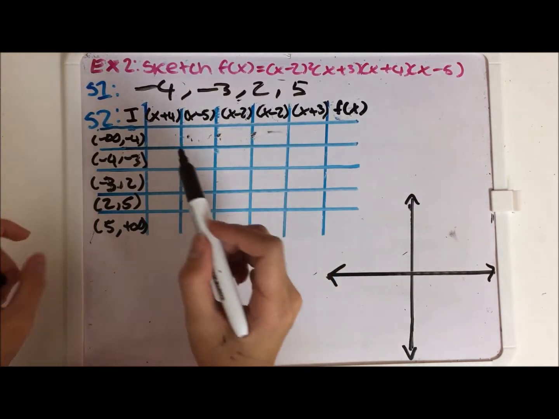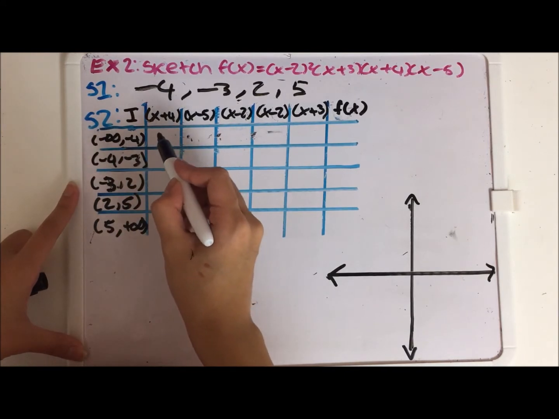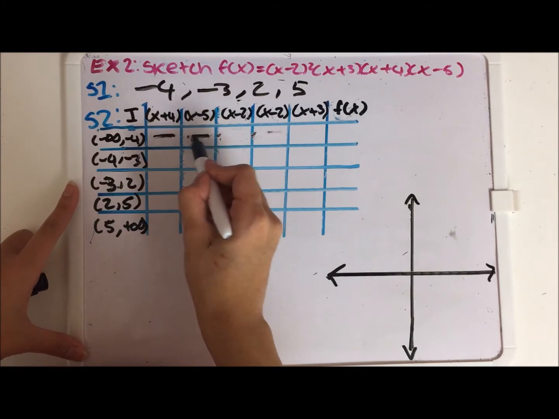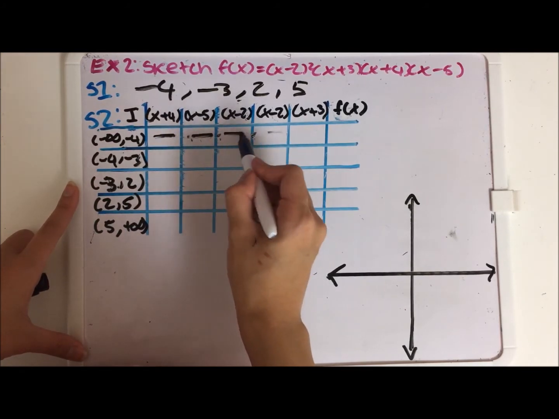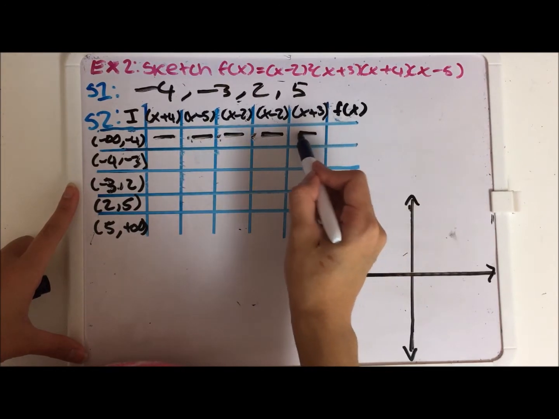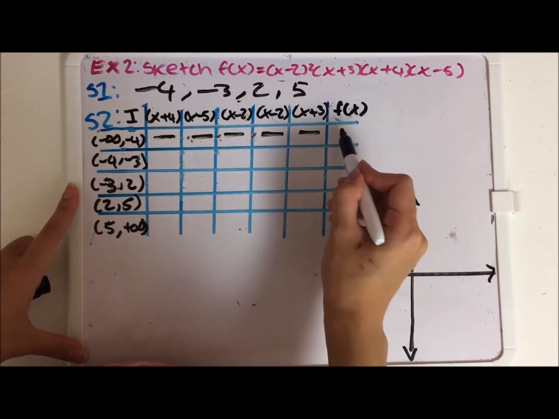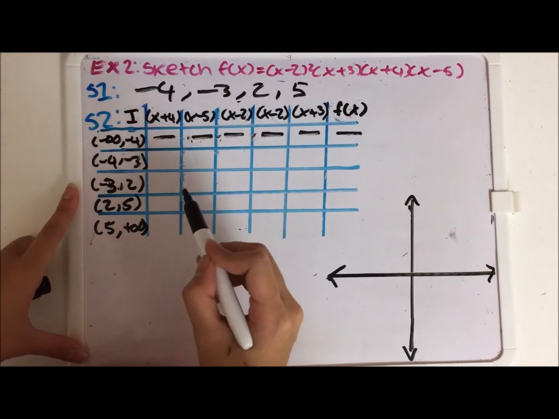Okay, and then now let's complete your table. So a number between -infinity and -4. Let's say -7. -7 plus 4 gives you -3, so it's negative. -7 minus 5 is negative. -7 minus 2 is negative. So this is all the same. -7 plus 3 is also negative. We have an odd number of negatives, so our overall function in this interval is negative.